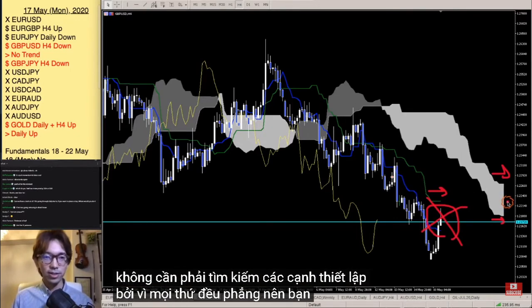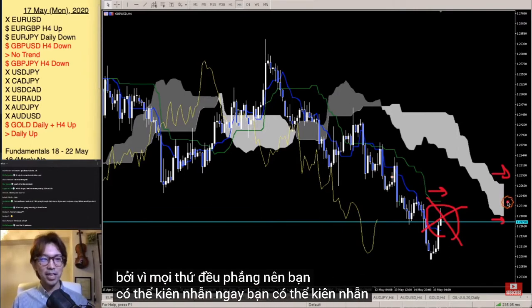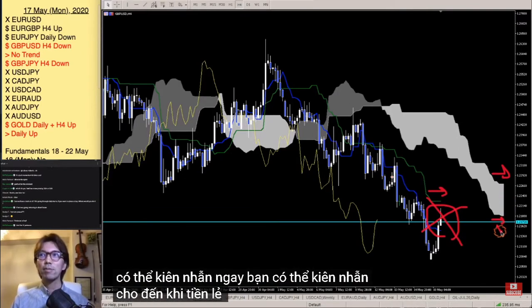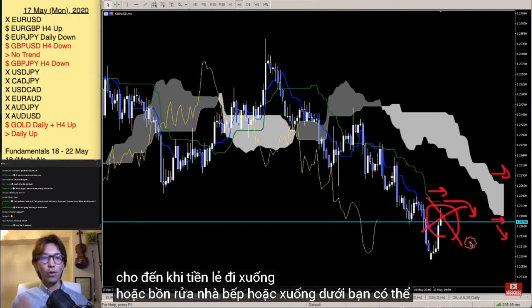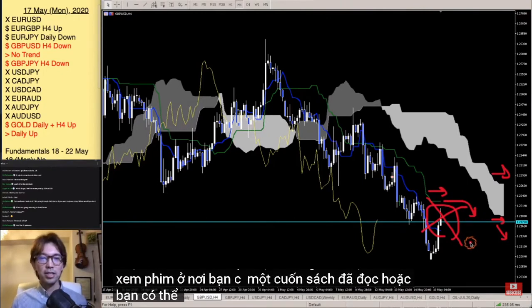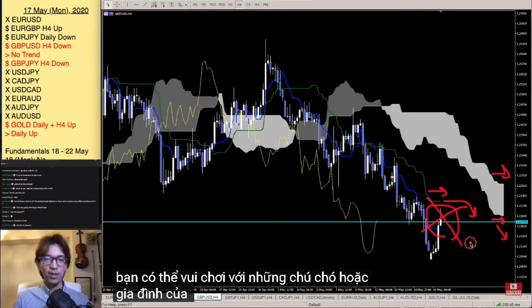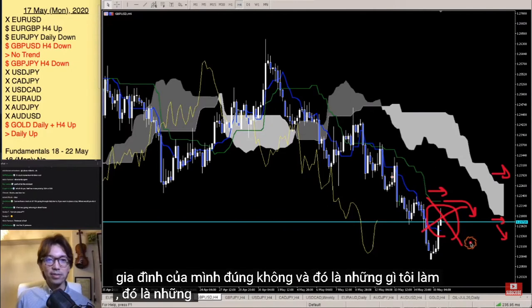So you can be patient until either Senkou Span A goes downwards or Kijun-sen goes downwards. You can watch movies, or read books, or have fun with your dogs or families. And that's what I do.